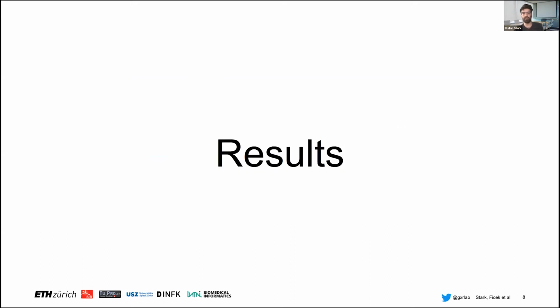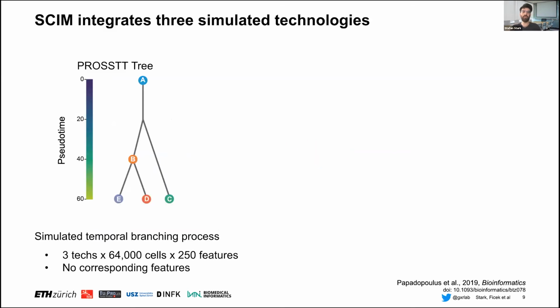So we investigated the performance of SCIM on real-world and synthetic data sets. So first, we tested SCIM's ability to integrate substructure across multiple technologies using simulated data with the PROSSTT tool. So this tool simulates single-cell datasets by parameterizing a negative binomial distribution with an underlying temporal branching process. And a hierarchical structure like this is commonly found in single-cell datasets.